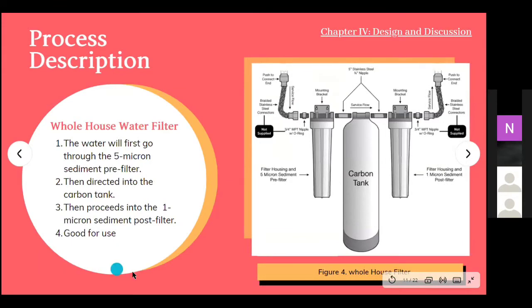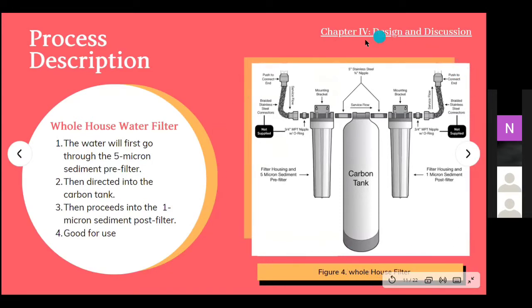Now I'm going to be talking about the whole house water filter, which basically is a system designed to reduce harmful contaminants from water in a household. This is done by installing the system where the main water line enters. A whole house water filter is made up of three compartments where the water will first go through the 5-micron sediment pre-filter, where it will go through mechanical filtration and reverse osmosis to remove visible particles like dirt and sand.